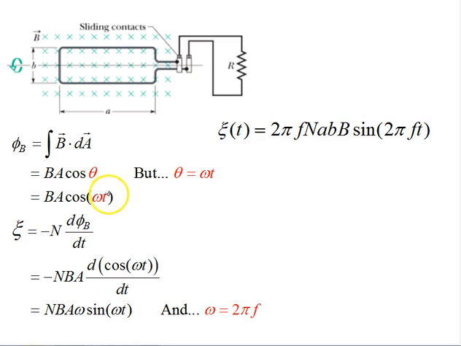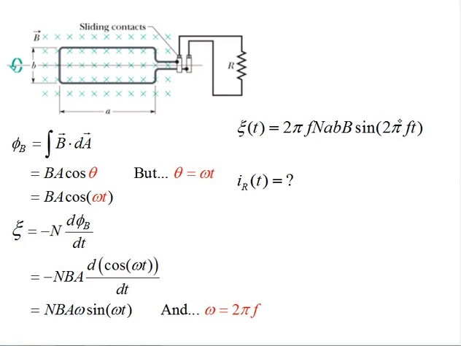When we take the rate that flux is changing with time, the magnetic field and the area of the loop aren't changing with time, just the angle is changing with time. So the derivative of our cosine gives us the sine, and our omega, in fact, is 2 pi f. So we plug in 2 pi f, and we did show that this is in fact the EMF induced. So then there's going to be a current that's going to flow through this resistor.